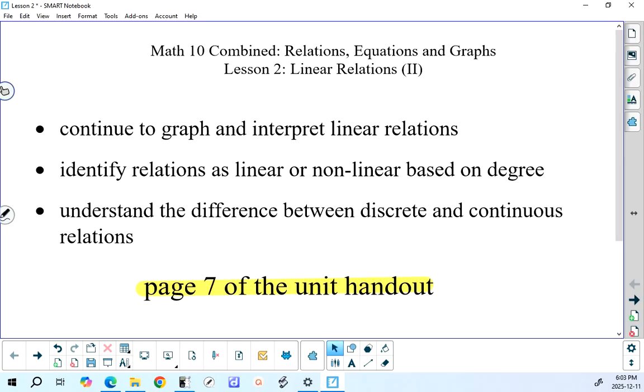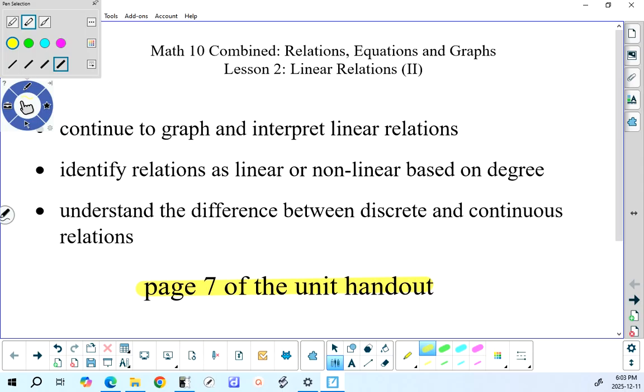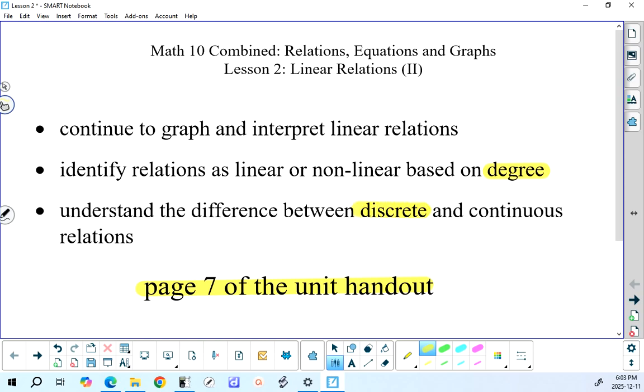And we've got 3 things we want to do today. We're going to continue to graph and interpret linear relations. We want to be able to identify relations as being linear or not based on something called degree, and you are not familiar with what degree means yet. And then I want to briefly touch on the difference between what are called discrete relations and continuous relations. So these 3 terms that I have highlighted are terms that you do not understand yet, most likely, but by the end of the lesson you should.